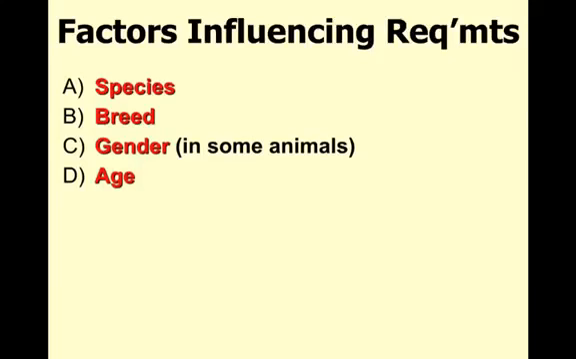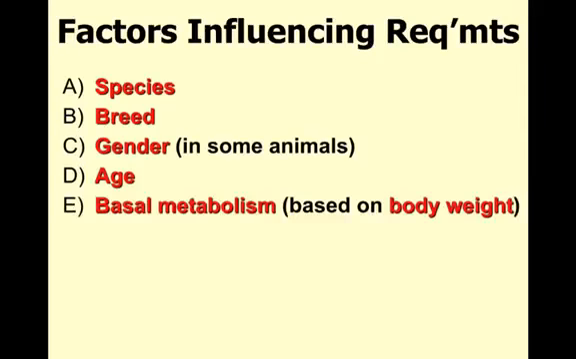Gender in some animals, male versus female. In growing pigs, gilts are actually leaner and more muscular, and they have higher protein and energy requirements than their castrated male counterparts of the same age. So gender can play a role in some species. Age, their basal metabolism rate, and that's based upon body weight, and so there's a relationship there that we'll talk about.